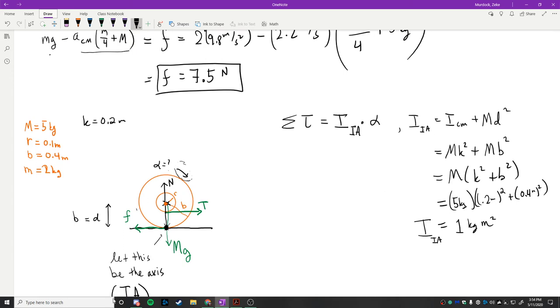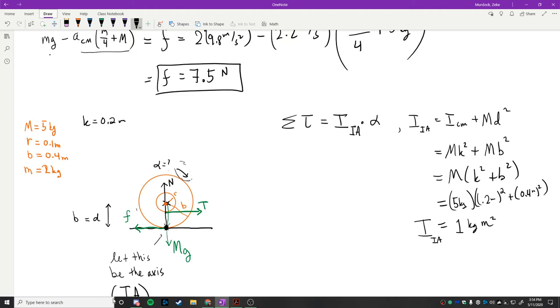So that's the moment of inertia about the instantaneous axis. Now, what about torque? Well, the torque is actually now going to be about this point. The weight and the normal force aren't going to produce any torque. Would you guys agree? The tension force is definitely going to produce a torque. Let's put that in there.